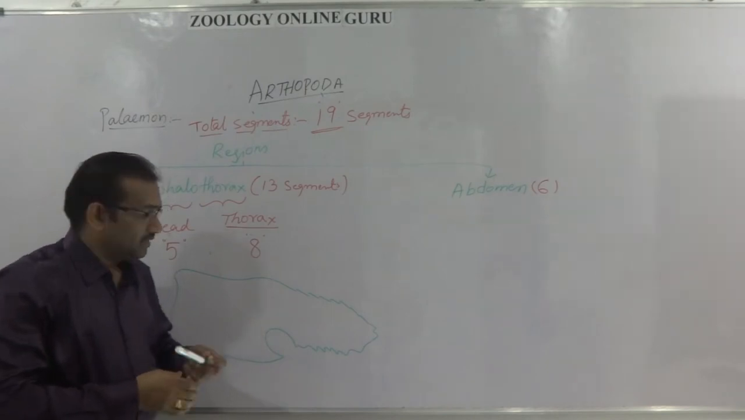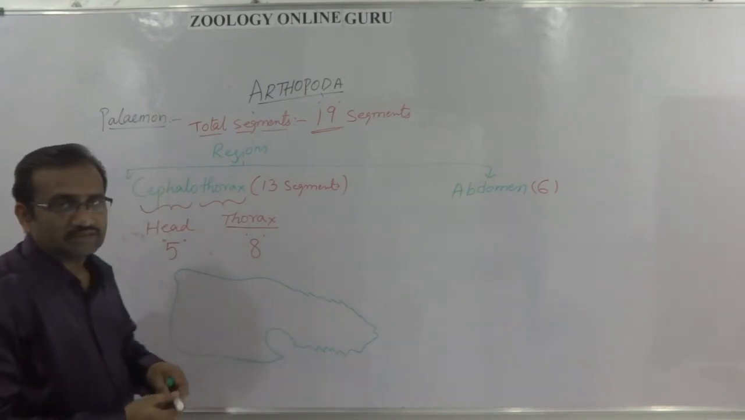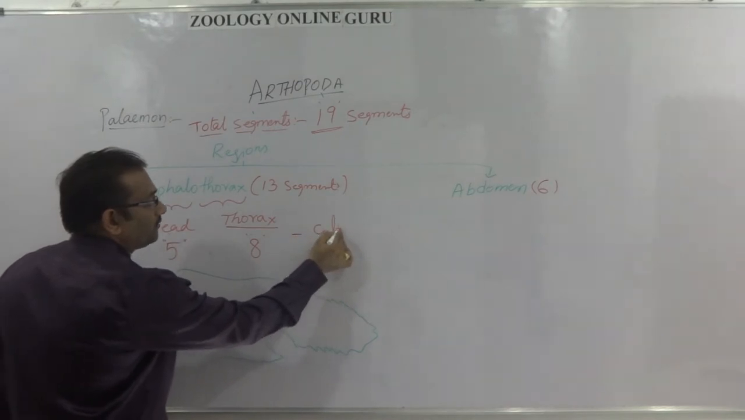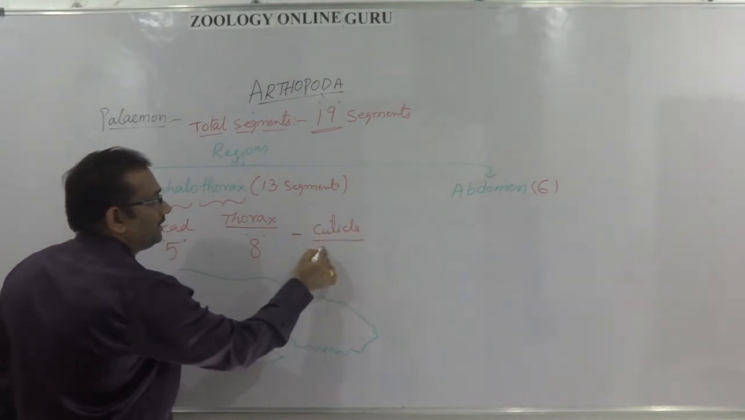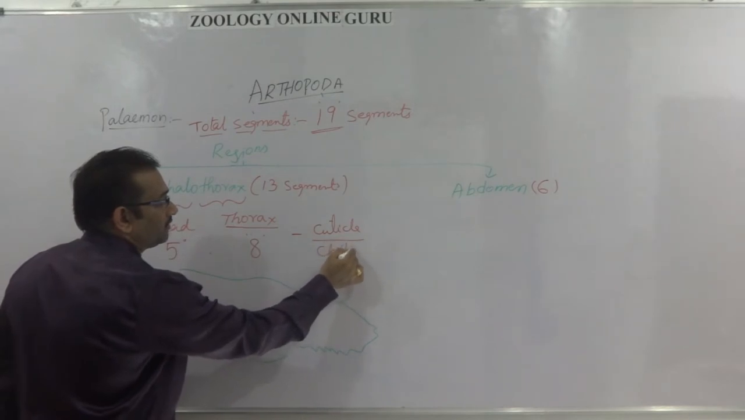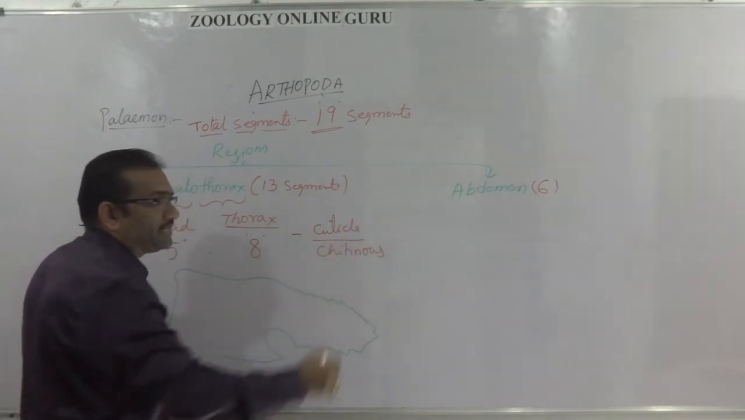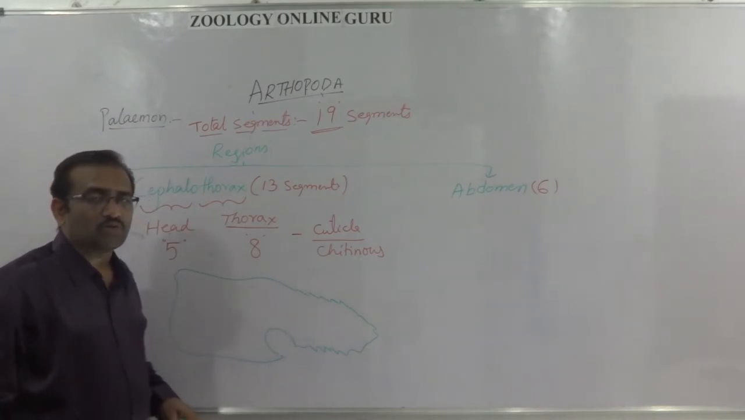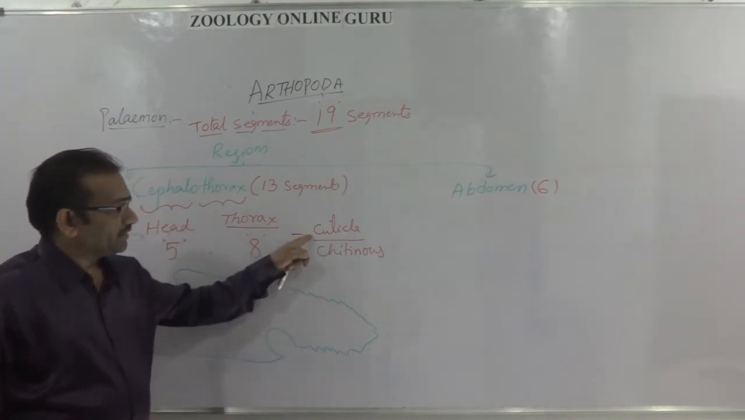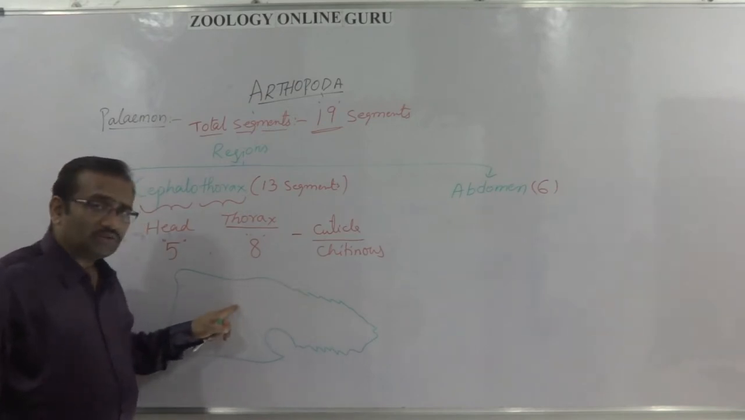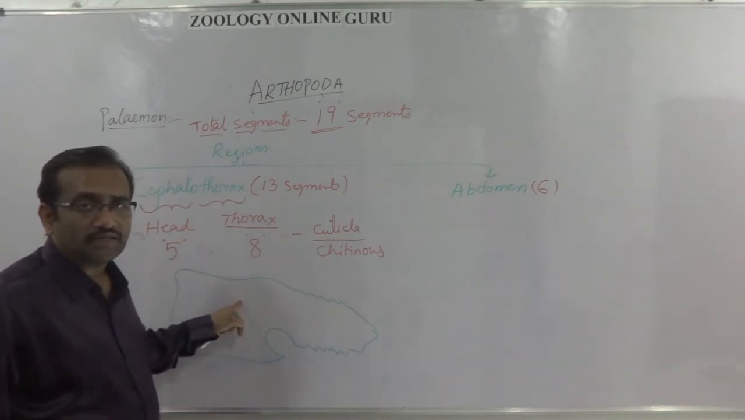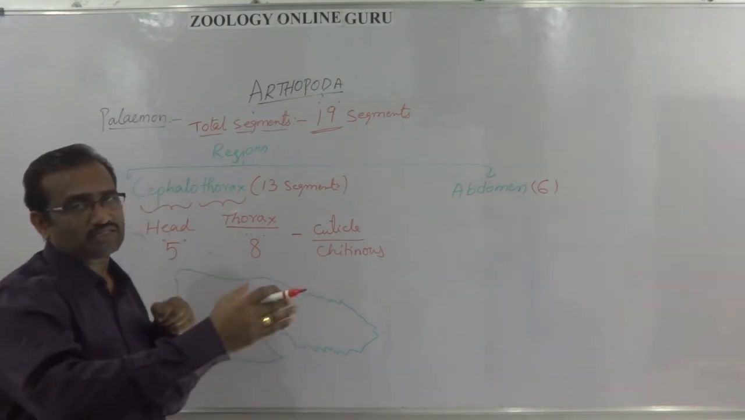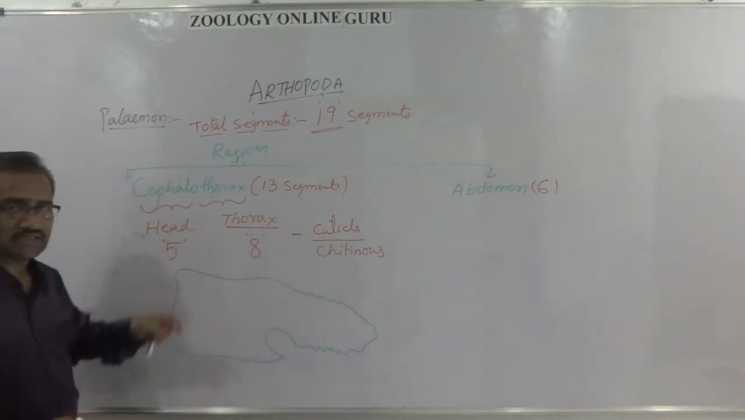The total body is covered by a cuticle, a chitinous material. This chitinous material, the strongest material present throughout the body, is called cuticle. The cephalothorax especially is a shield-like structure, with very hard substance present in the cephalothorax region.